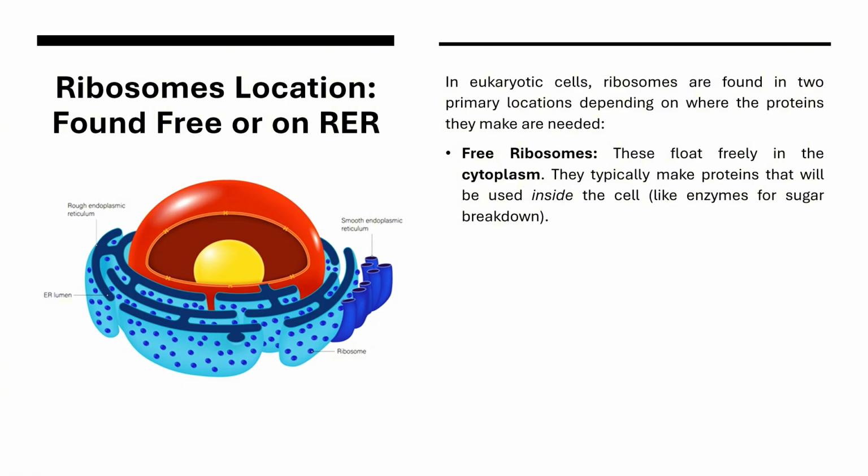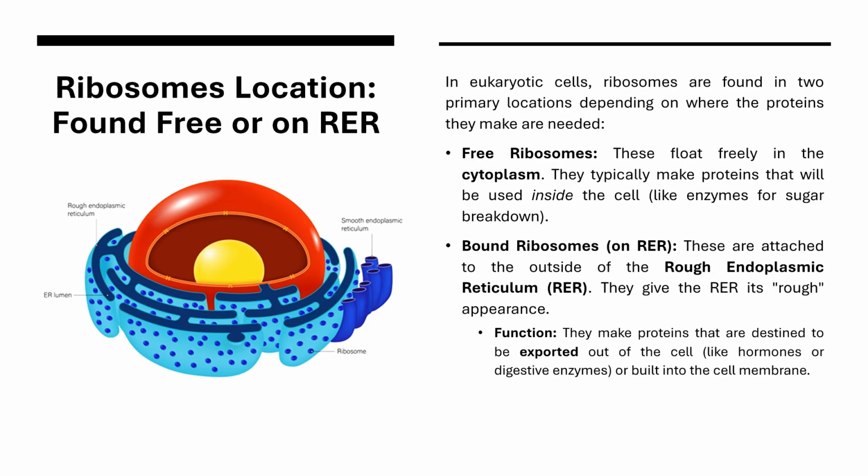Whether it is the hemoglobin in your blood, the keratin in your hair, or the enzymes in your stomach, a ribosome built it. There are two primary locations of ribosomes. In eukaryotic cells, you will find ribosomes in two different workstations, depending on where the protein is headed. For example, the first one is free ribosomes. These float freely in the cytoplasm. They usually make proteins which stay at home to be used inside the cell, like the enzymes which break down sugar in the cytosol.